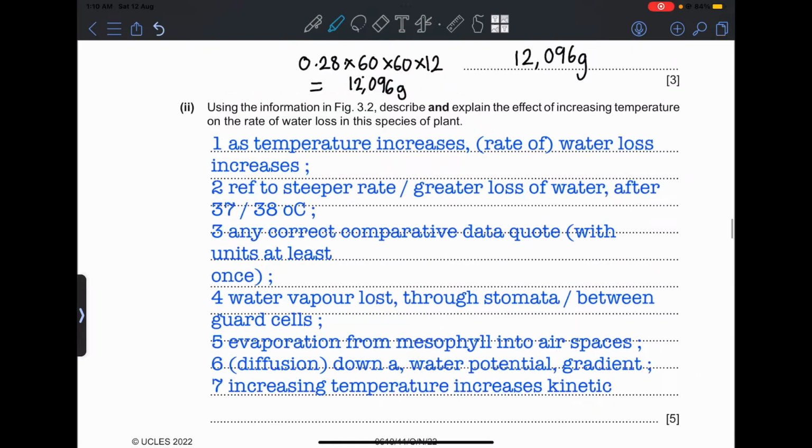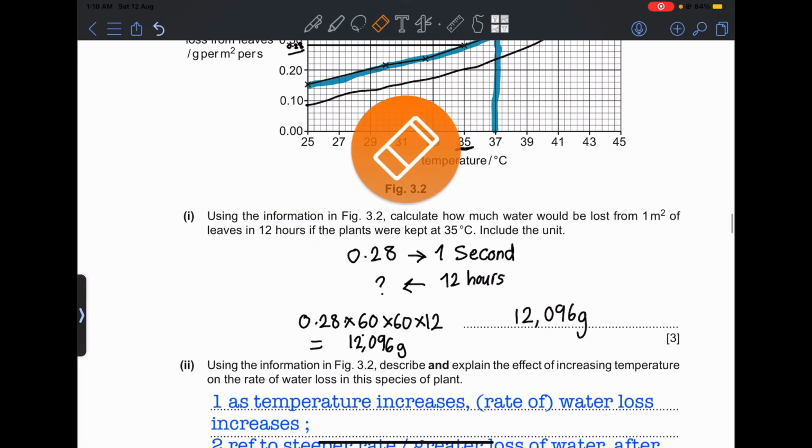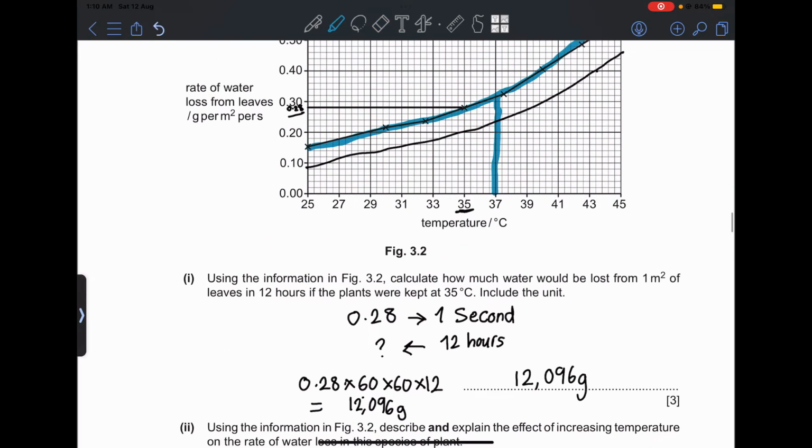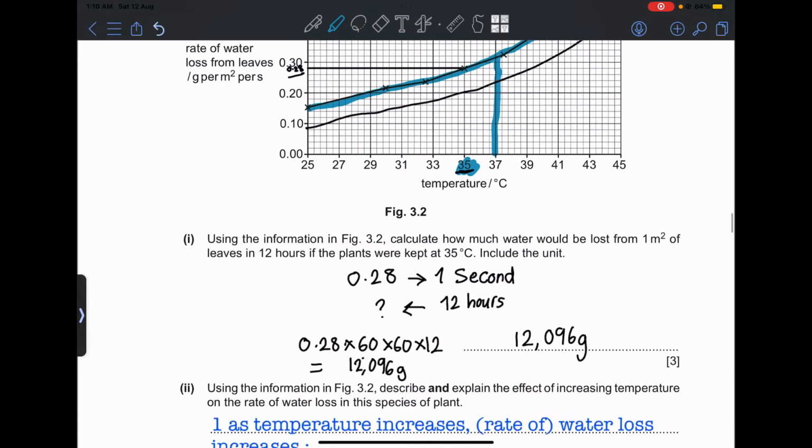We can say any data quote, which means you can say, for example, at 35 degrees over here, the water loss rate was 0.28 per second. You can say that.